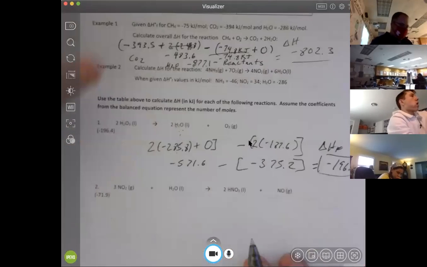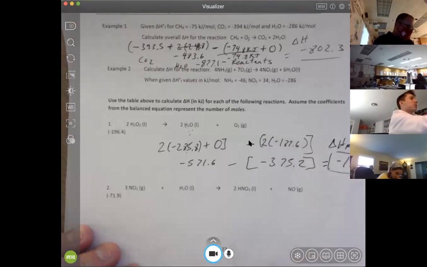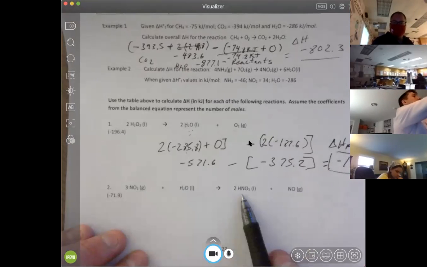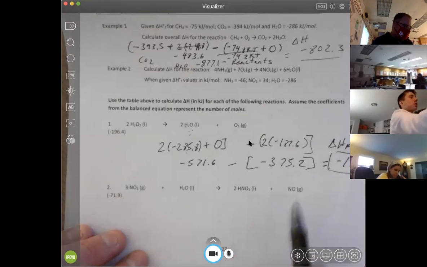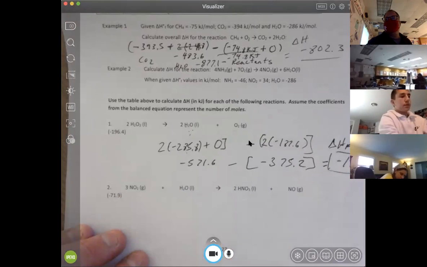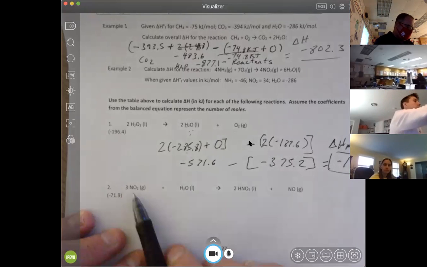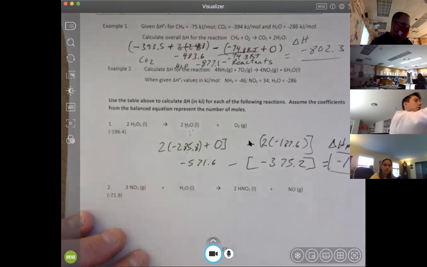So let's take a look here. We have 3NO2 plus H2O yields 2HNO3 plus NO. Do we have anything here in its elemental form? Yeah, all of these are compounds, so none of them are in their elemental form.